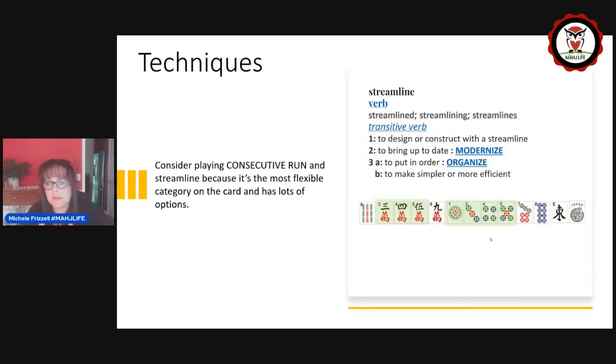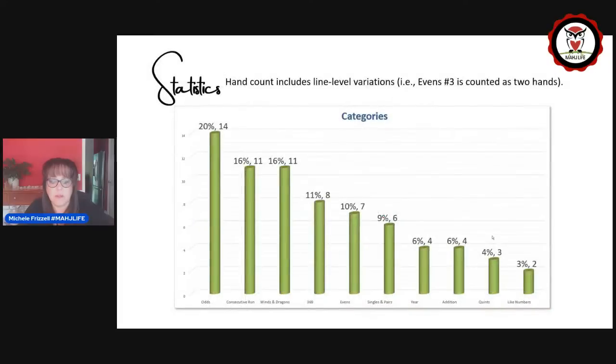This is when you would consider consecutive run as your chosen category. And the reason for that is because it's the most flexible category on the card, and it has the most options. Even if you look at odds, it looks like there are more options, and it's close. But consecutive run is the next in order. As you can see here, we have odds as 20%, 14 hands. There are more in other categories with consecutive run that applies as well.